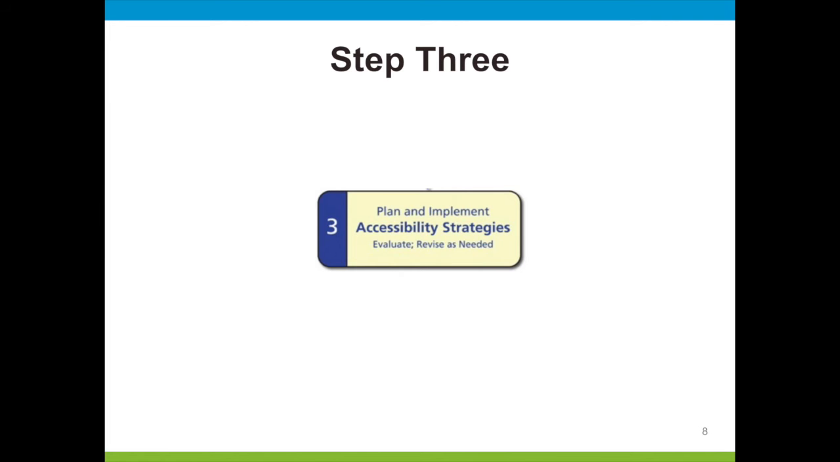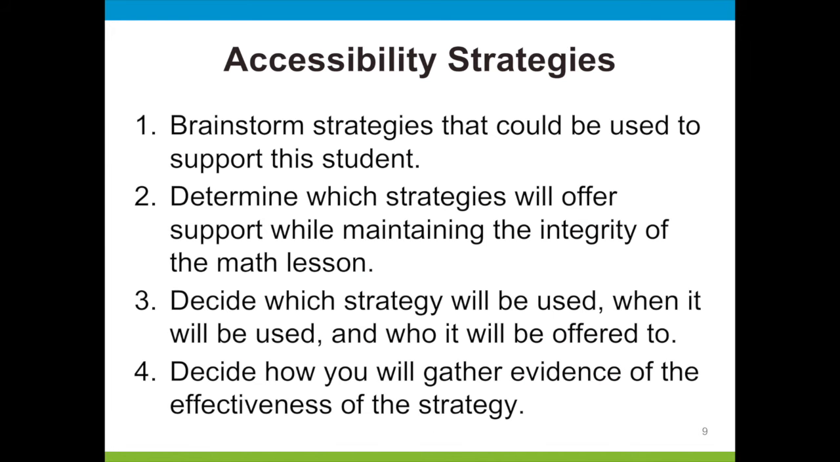The final step in the framework is to plan and implement the accessibility strategies. When brainstorming strategies, it's a great idea to consult a colleague. Whether you are the math teacher reaching out to the special education teacher or vice versa, bouncing ideas off of one another could really help the process. Once you've determined which strategies you think will fit the lesson, be sure to check that expectations for students haven't fallen. The next step is to think about if you will use this strategy from the beginning of the lesson or keep it in your pocket until it is needed.